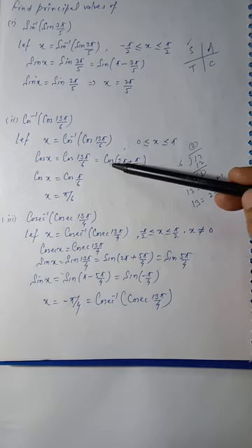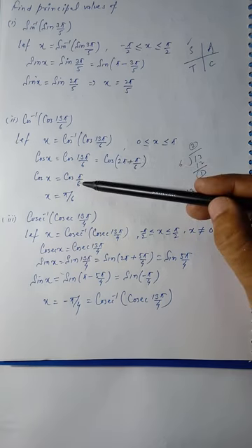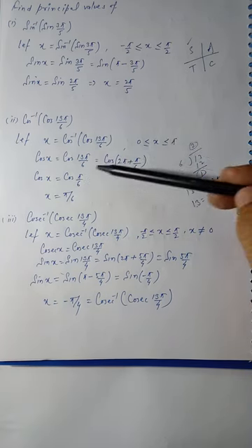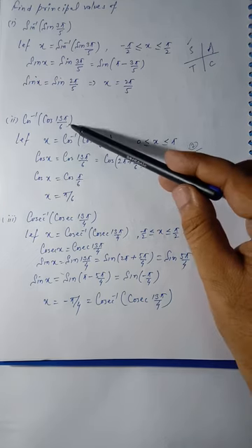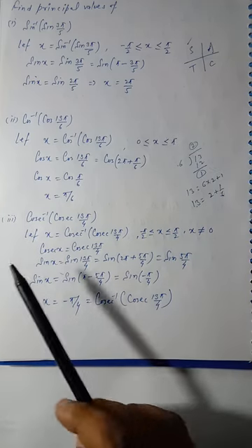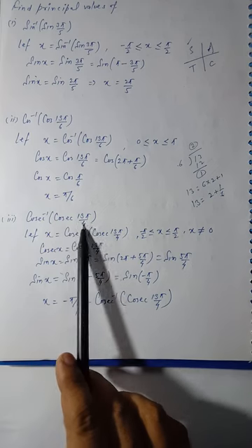And this is nothing but cos 2 pi, meaning 360. So cos 360 plus theta means cos theta. Now this pi by 6 is actually between 0 to pi. So on comparison we will get x is equal to pi by 6, and this is the principal value of this function. Similarly, find the value of cosec inverse cosec 13 pi by 4.